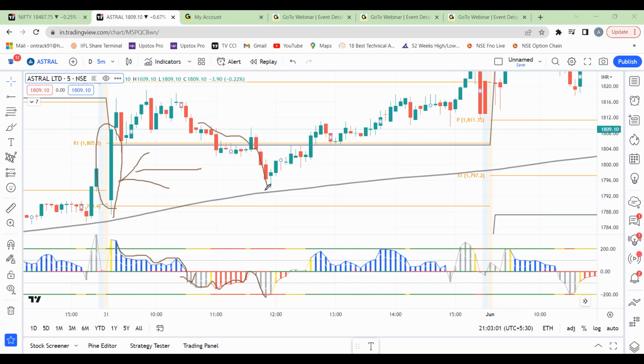Before the stock traveled from here till here, Woodies had given us a signal here itself. When the stock is here, Woodies has given a signal that it is coming into a sell trend. So after this, it is bearish. Now we have to wait for this to become bullish.